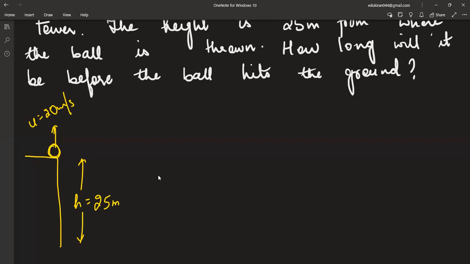Now, one convention, let's take up as positive. You can take any, let's take up as positive. Just a second, give me a second. Okay.